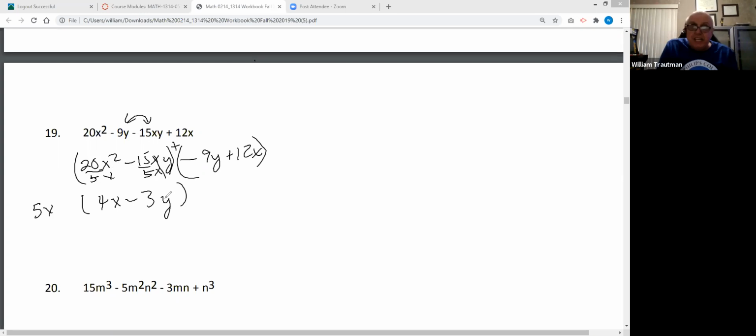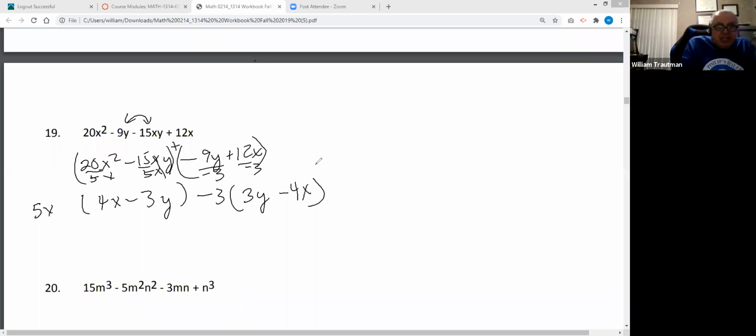The third term is negative, so I know I'm going to factor out a negative. And a 3 divides into 9 and 12, so I'm factoring out a negative 3. Negative 9 divided by negative 3 is a positive 3. 12 divided by a negative 3 is a negative 4x. Oh, this is kind of cool. Do you see how the signs are different? A 4x and a minus 4x, they're not identical.